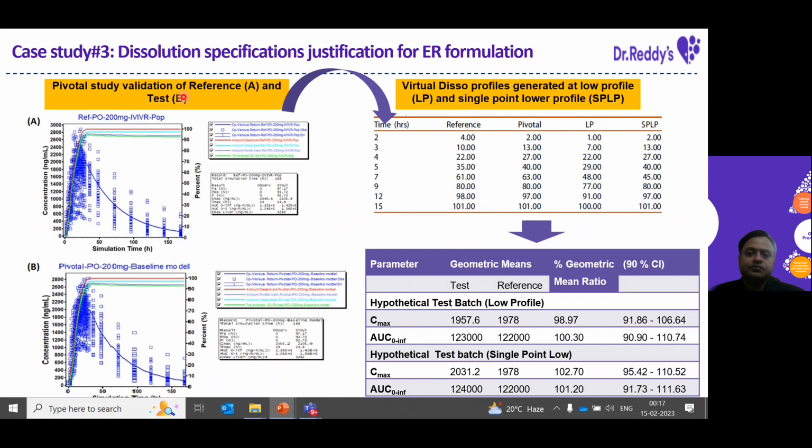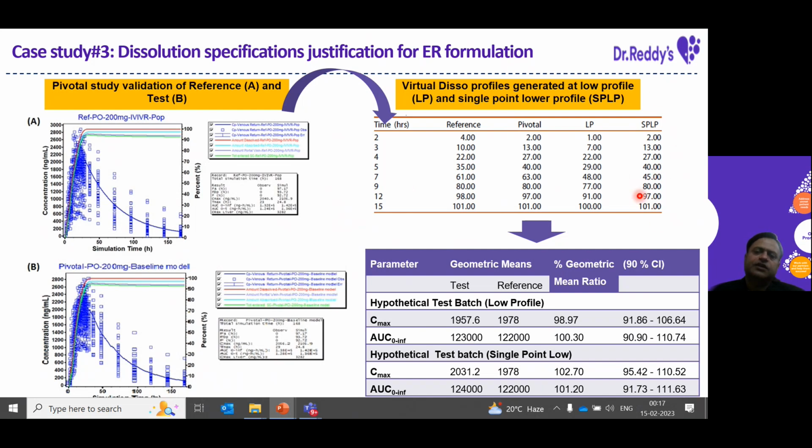Moving on to the next slide. As you can see, we first validated the model. We validated it for the reference and the pivotal test product, and we could explain the population. We could capture the variability obtained in the study. Once we did the validation both with the in-house data as well as with literature data, we generated the lowest dissolution profile, as well as a single point lower dissolution profile, where we changed the 7-hour time point to the lowest spec which we wanted to have.